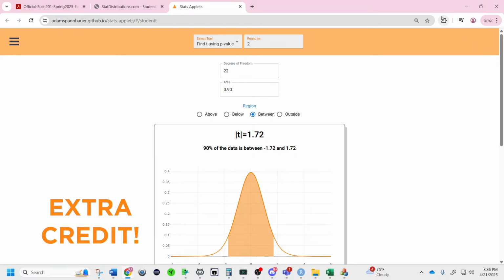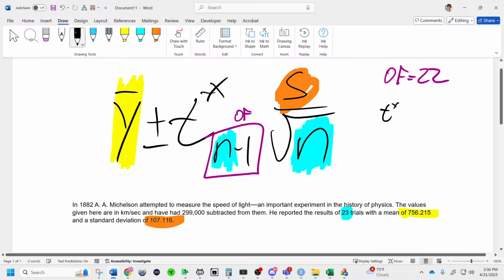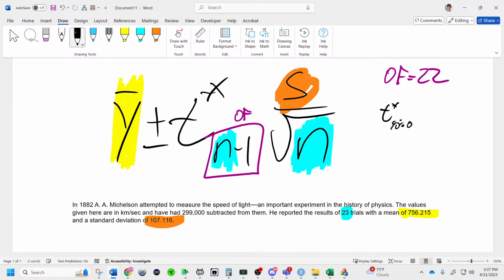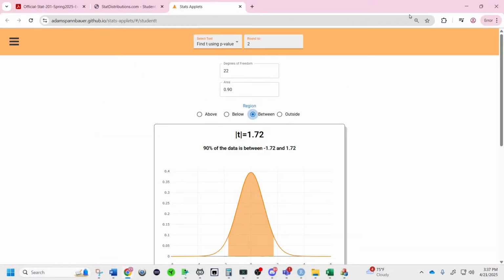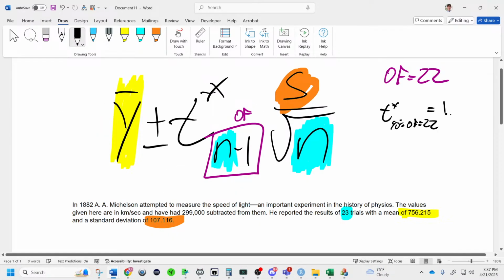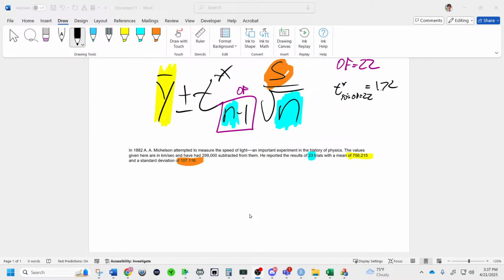1.72. Mulot only listens to me for some reason. He only likes me. So 1.72. So T star for the 90% confidence with DF equals 22 equals 1.64, was it? I forgot what it was already. 1.72, I think. That's wrong. 1.72. There it is. And now, this thing pops up all the time. Those things. Brian. It's so weird. I think I have it. I think I could make it so he'd respond to other people.